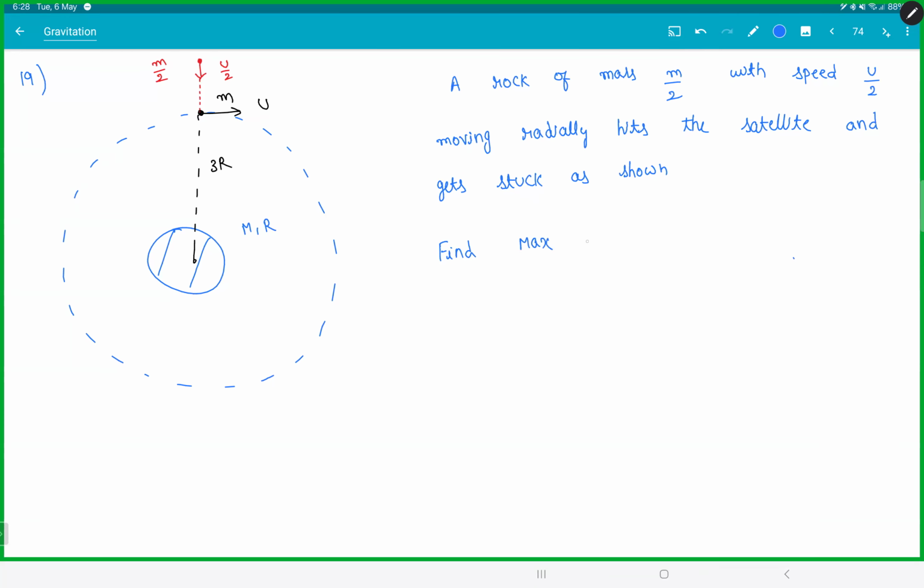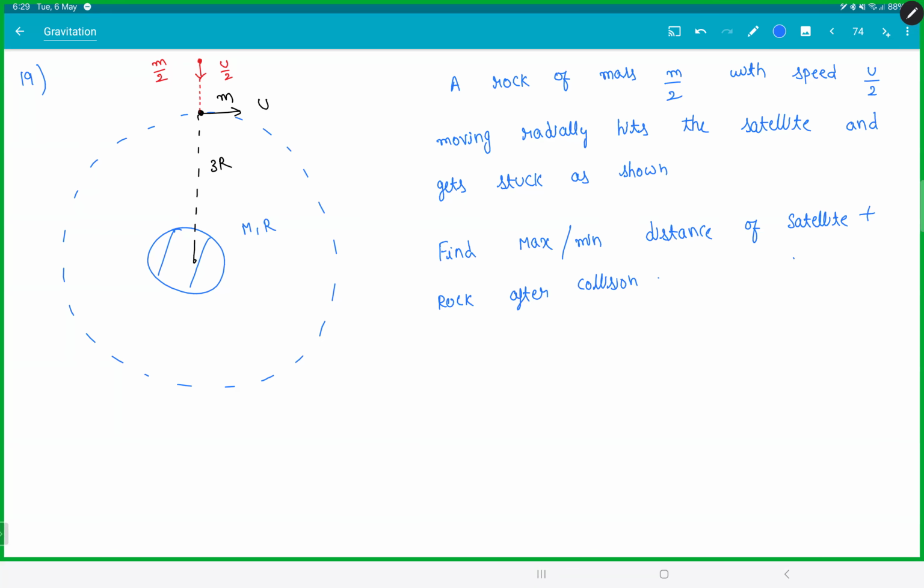So find the maximum distance. I can even ask you minimum distance of satellite plus rock after collision. Think about this. What is happening, what and all. I'll give you a minute or two and then I'll explain, then I'll give you another minute or two. But I hope the question is clear.